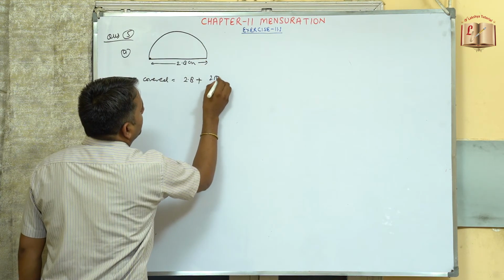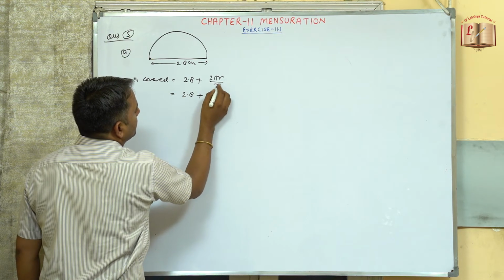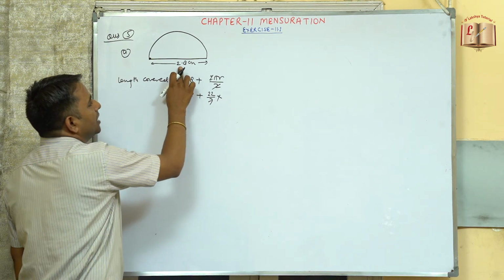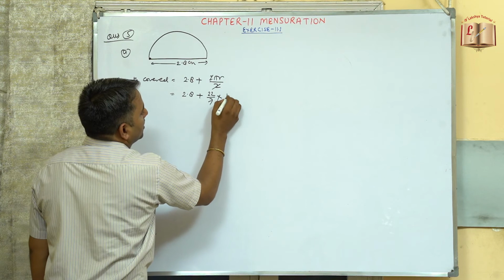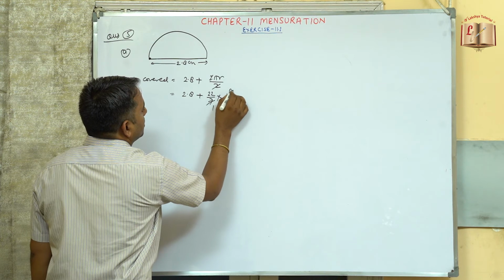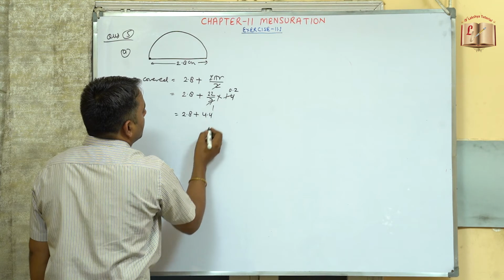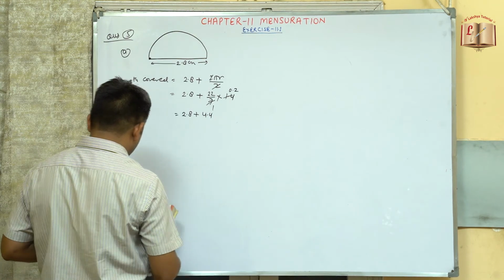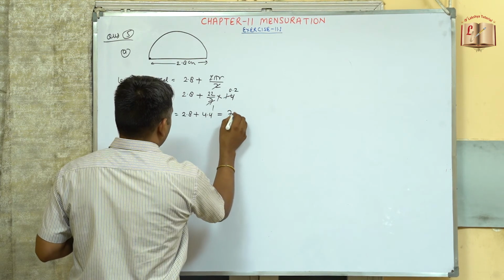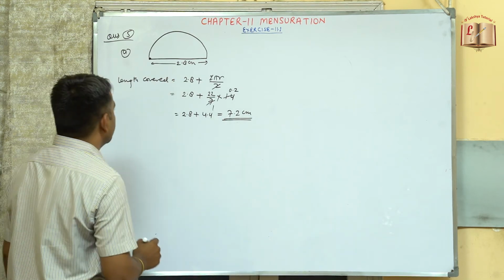So it will be 2.8 plus 2 pi r by 2. The 2 cancels. Now 22 by 7 into r, where r will be half of this. So this will be 1.4. Now we can calculate. This is 4.4. So this is 2.8 plus 4.4, and this total will be 7.2 centimeters. So in case A it will cover this much distance.